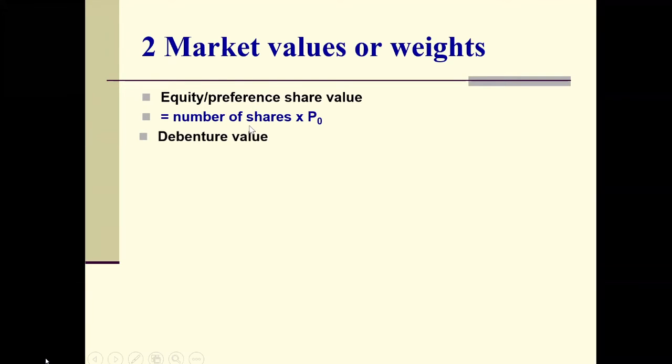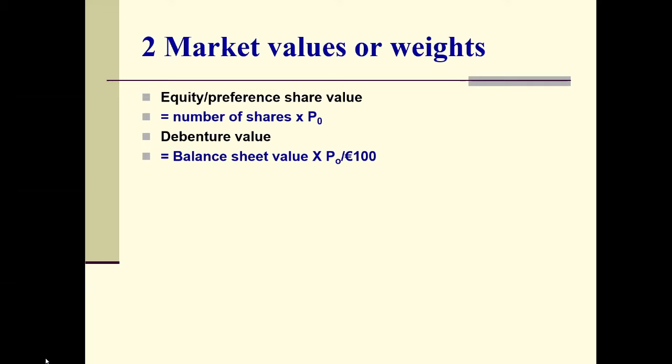If, however, you're looking at what's called the debenture value, and you've seen what are called irredeemable and redeemable debentures. So if you're trying to figure out the value of the debenture, it's different. You don't have to work out the number of debentures and multiply it by the price. You can do that if you want. But usually what you do is you look at what did they borrow? It's in the balance sheet. So you take the old balance sheet figure and you multiply it by its current price over 100. So this is something you need to kind of remember.